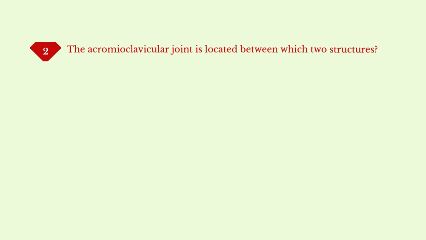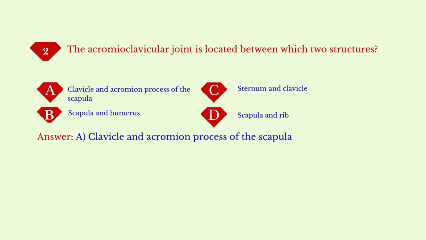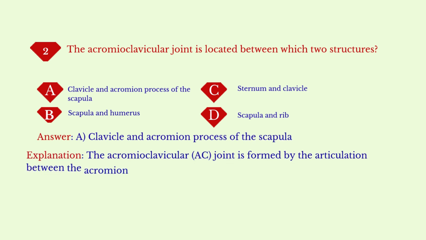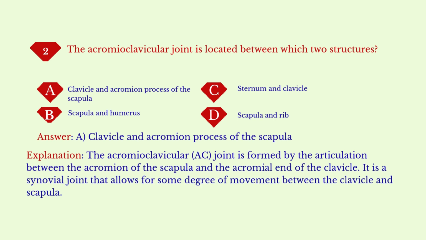The acromioclavicular joint is located between which two structures? A. Clavicle and acromion process of the scapula. B. Scapula and humerus. C. Sternum and clavicle. D. Scapula and rib. Answer: A. Clavicle and acromion process of the scapula. Explanation: the acromioclavicular AC joint is formed by the articulation between the acromion of the scapula and the acromial end of the clavicle. It is a synovial joint that allows for some degree of movement between the clavicle and scapula.